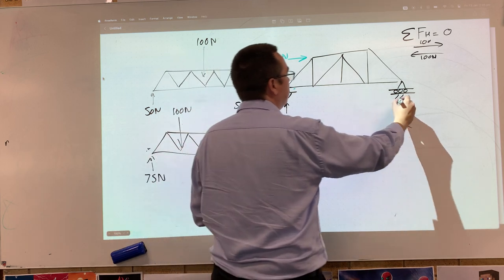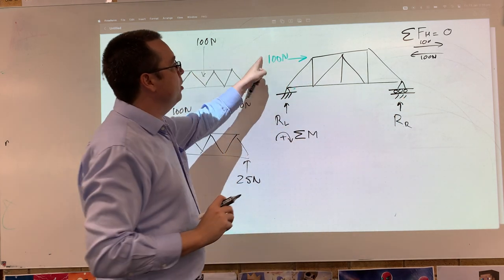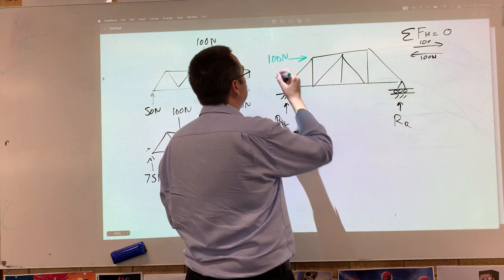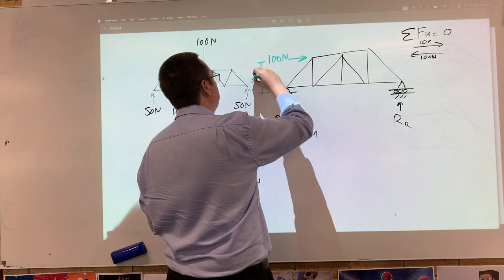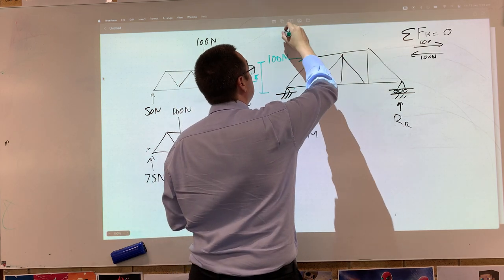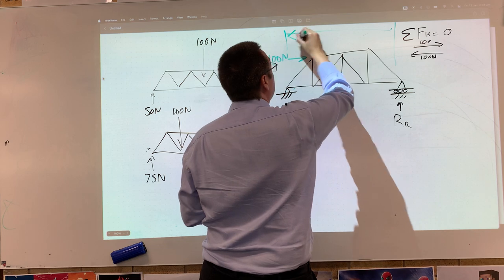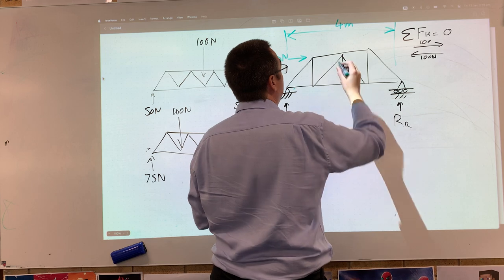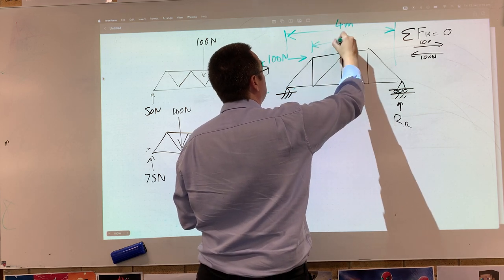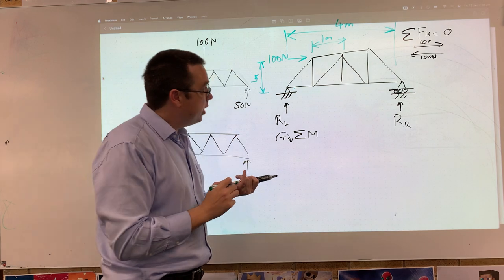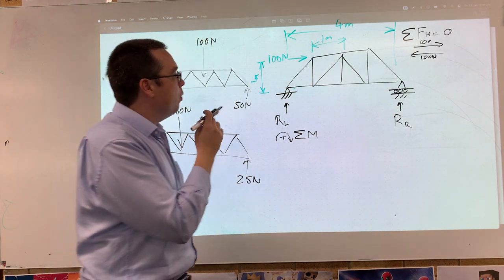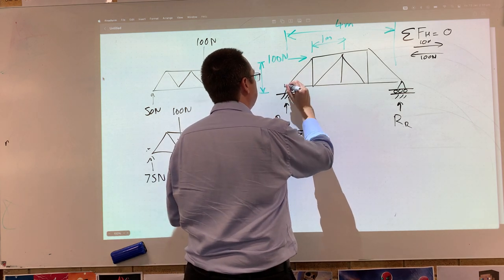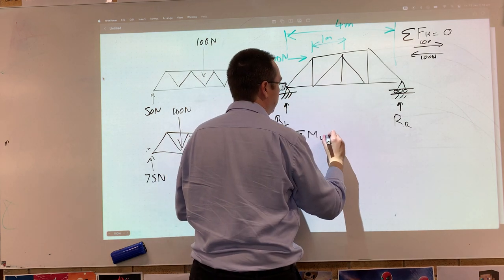I've named these as reaction left and reaction right. And now what I'm saying is we're going to apply 100 newtons, and this is going to be one side of the triangle, right? I'm going to actually include dimensions here. I'm going to say this is 1 meter. And I'm going to say that this is 4 meters, and that's 1 meter typical. Okay, so we're going to take moments about this location L. We're going to take moments about that point there. Moments about L equals zero.